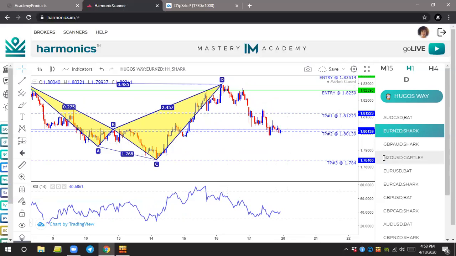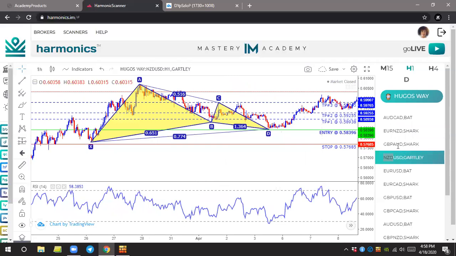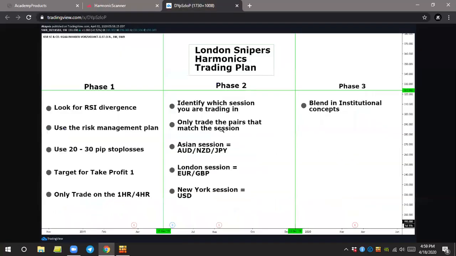NZD USD, notice how we're starting with NZD, so that means it can be found throughout an Asian session and traded in an Asian session. Okay, it could have been traded around an Asian session, it would have popped up. This would have been your entry, your take profit, and you would have been good, right? So that is the importance of identifying which session you are trading in.